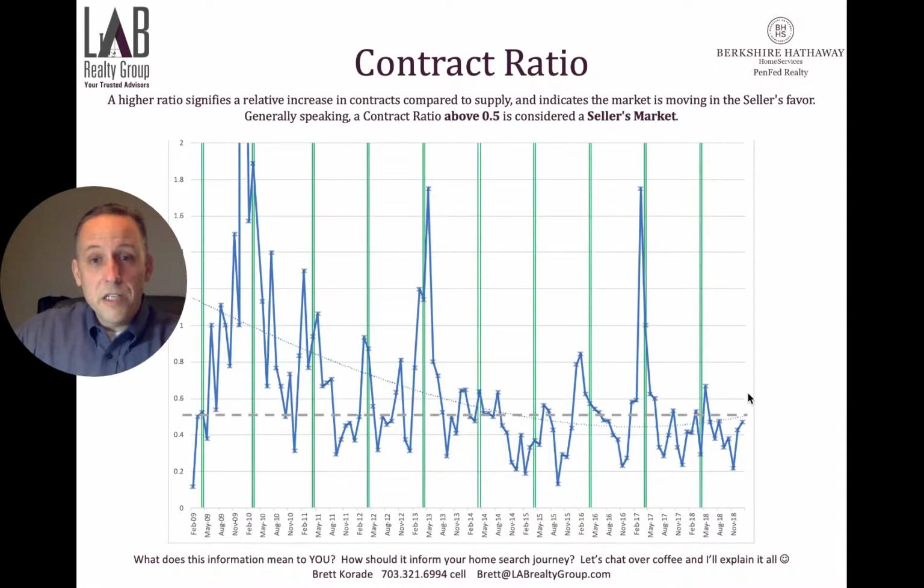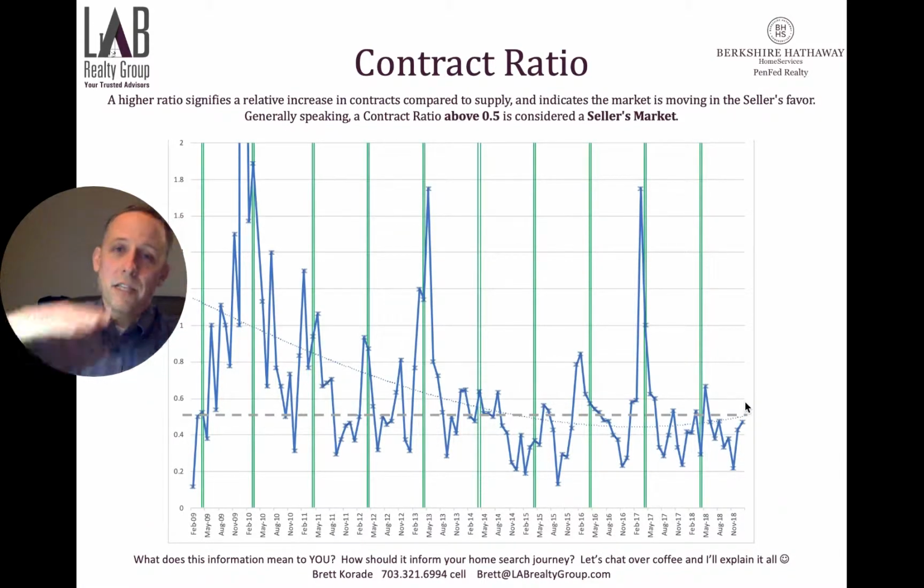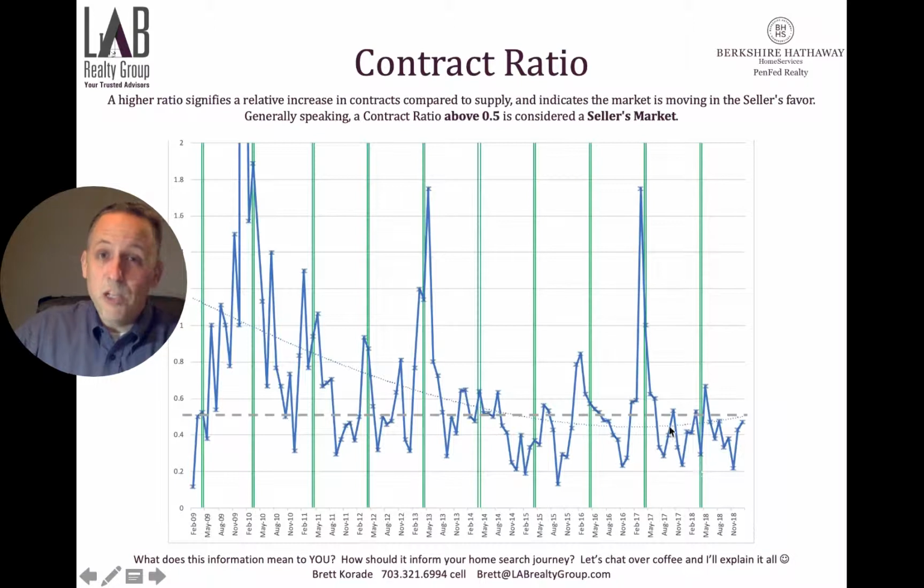And what you see is, generally speaking, 0.5 is your break mark for contract ratio. Anything above 0.5 is considered a seller's market. Anything below 0.5 is considered a buyer's market. And what you're seeing here is you're positioned pretty well. You're in a solid buyer's market for about the last year. It's got these excursions right up here where the advantage goes to the seller, and recently it looks like it's trending in that direction. But historically, Vienna Woods is a good buyer's market.